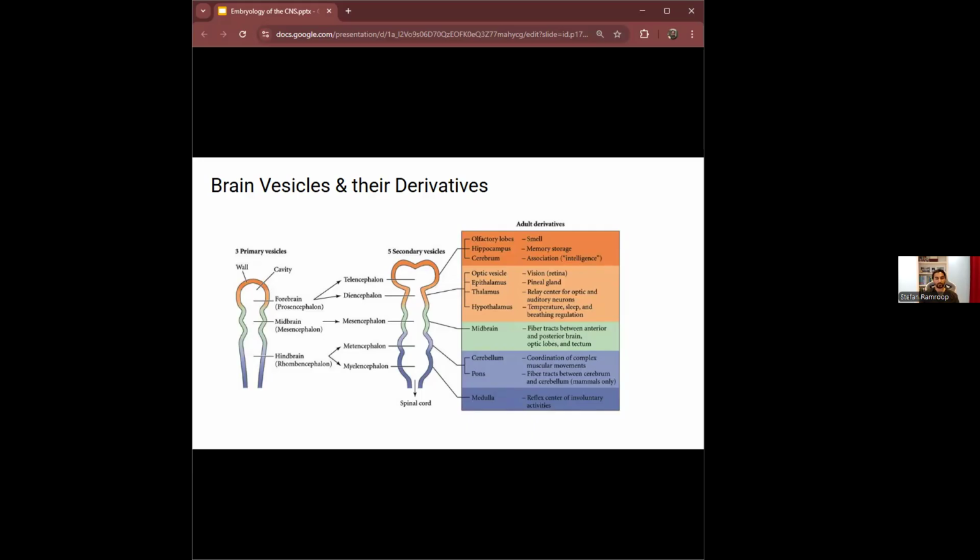And then finally, you have your rhombencephalon, or your hindbrain, which is going to give your metencephalon and your myelencephalon. Your metencephalon will form your pons and your cerebellum, and the myelencephalon will develop into the medulla oblongata and the lower portion of the fourth ventricle.